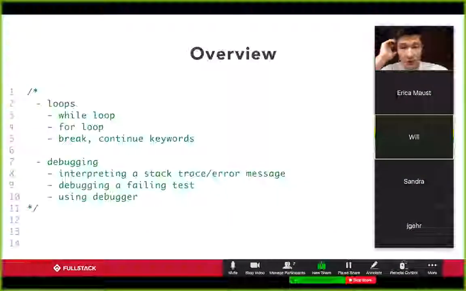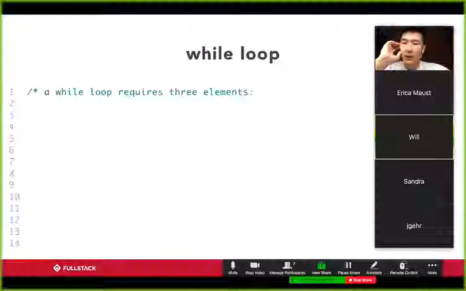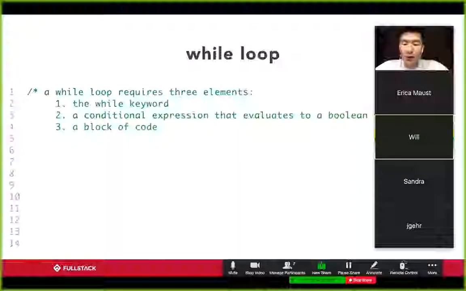Okay, so loops and debugging. The first loop we'll talk about is one I think you've already seen to some degree in the pre-work. It's the while loop. The while loop has three parts. The first one is a while keyword. The second one is a conditional expression that converts to a boolean, and I'll explain more in depth what that means. And the third part of it is a block of code.